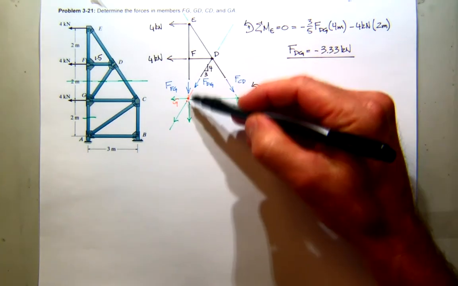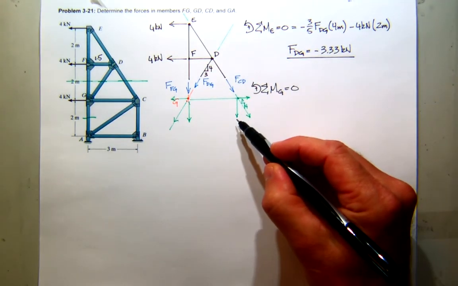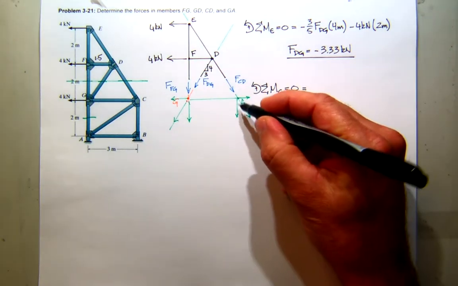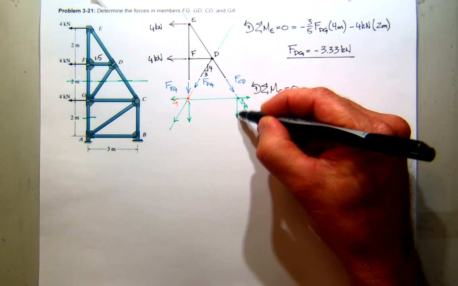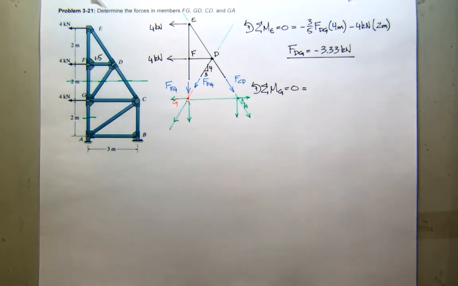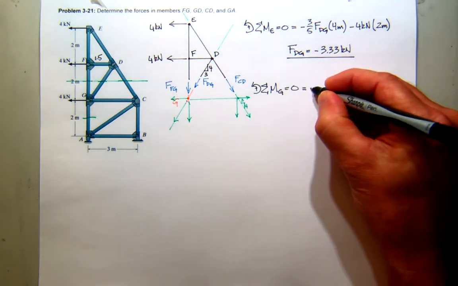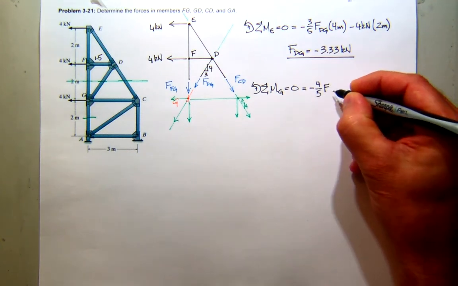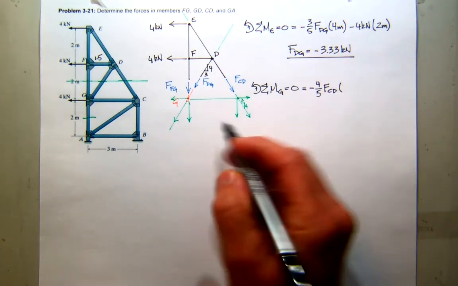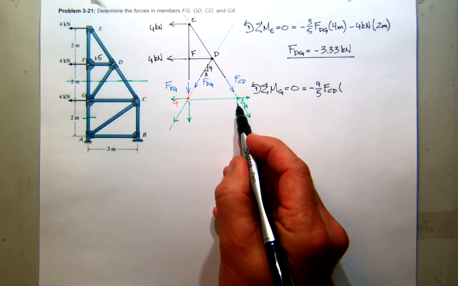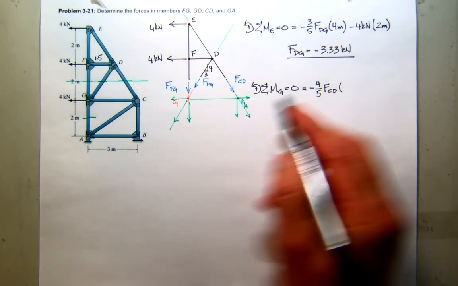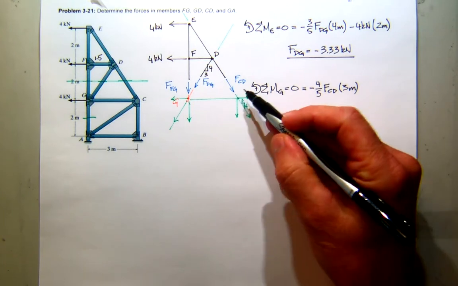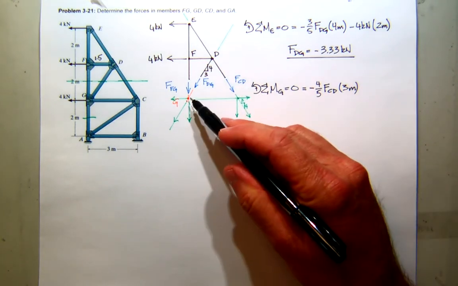So I have some moments about G right here. Again, these don't make any difference. This guy, I want the vertical component. The vertical component is 4/5, and about G, does this component create positive or negative moment? Negative. So 4/5 of the force of CD, and the moment arm is the distance between G and C, which is 3 meters. So there's the effect of the vertical component of CD about G.